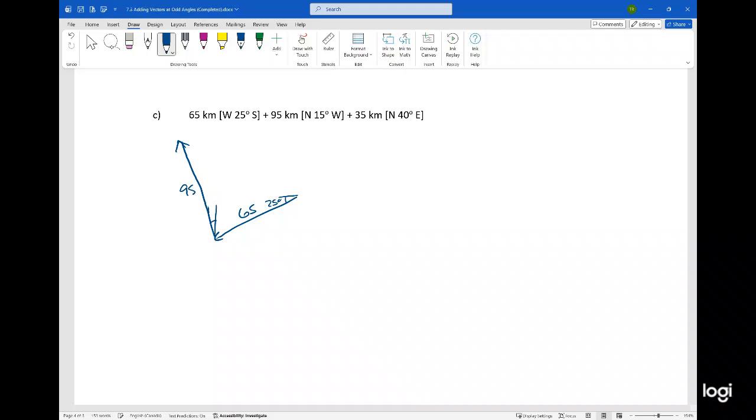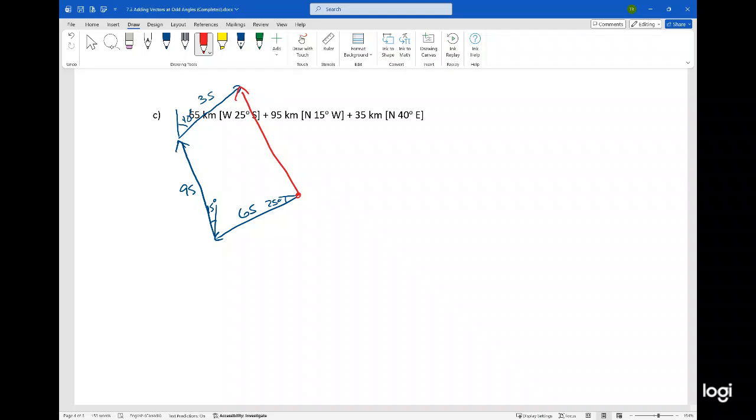95, 15 degrees, plus, see, this is why I should have thought about this more. North 40 degrees east. So it's going to do something like that. And it's 35 kilometers and, oh, sorry, that should be north 40 degrees east, so that's 40 degrees. Okay, ultimately, when we finish doing all this, we're basically going to start here and end there.